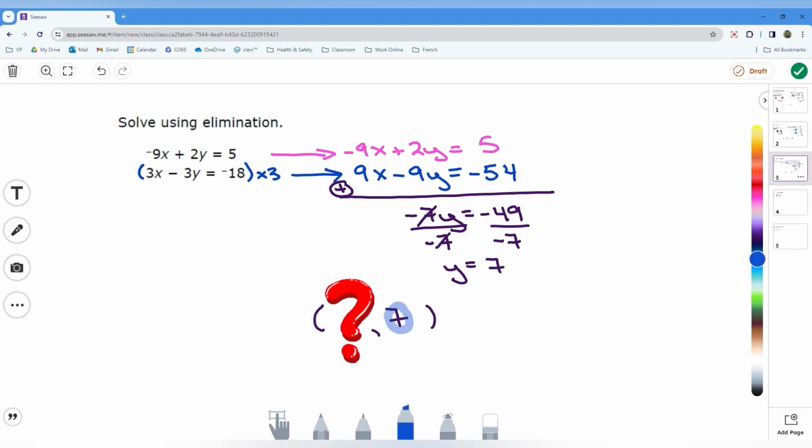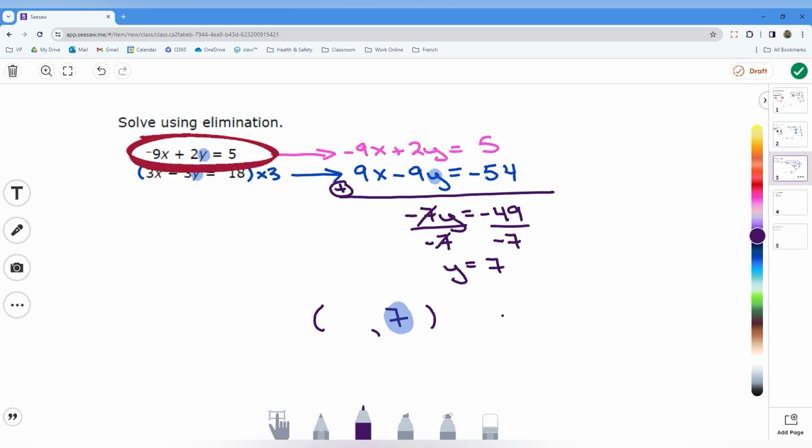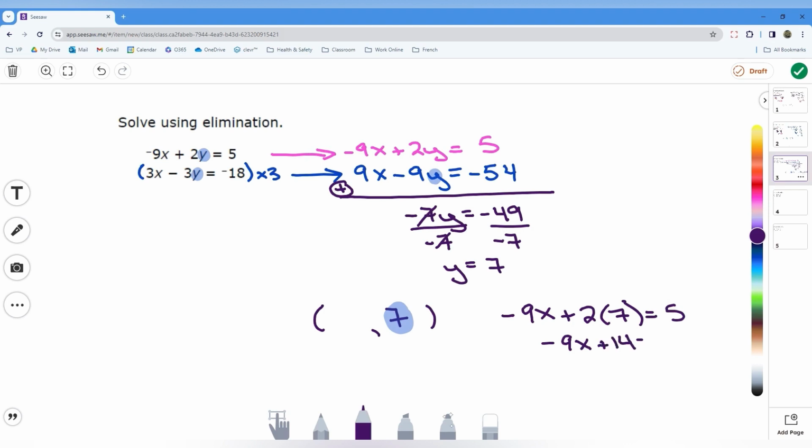So again, I'm going to take this y value now, and I can choose. I can put it in this first equation, I can put it in the second equation, or I could choose to put it in my third equation that is equivalent. I think I'm just going to go ahead and put it in the first equation. So we have minus 9x plus 2 times y, and y is now 7, all equaling 5. Therefore, minus 9x, 2 times 7 makes 14. And now I have a two-step equation to solve.